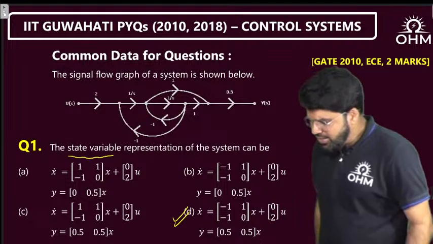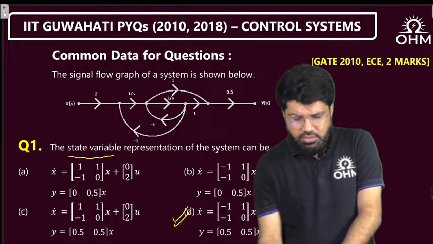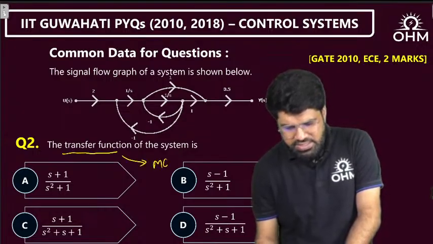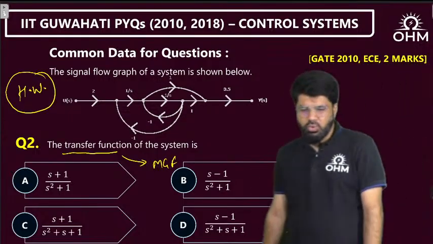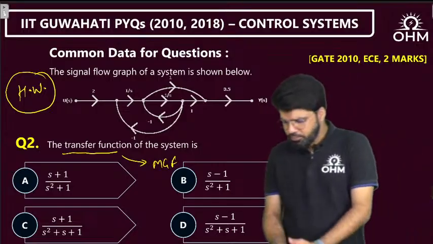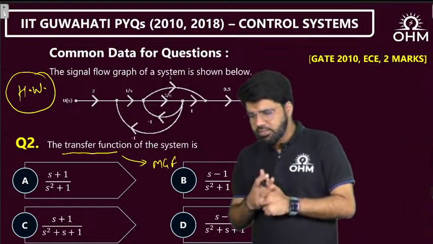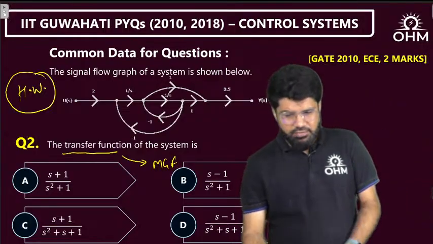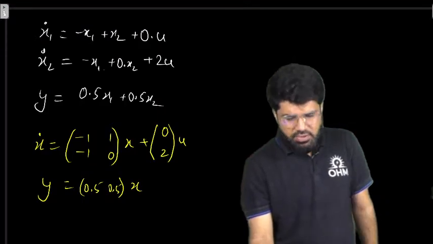As I told you, it is a common data question consisting of two questions. The second question is directly the transfer function, which you can solve directly by MGF, Mason's gain formula. It is a fundamental question on Mason's gain formula, so you solve it on your own. This is homework for you. Let's go towards more questions on state space analysis. Hope you can complete this. We can find a transfer function from the state space model also, but here we find it from MGF since the graph is given.